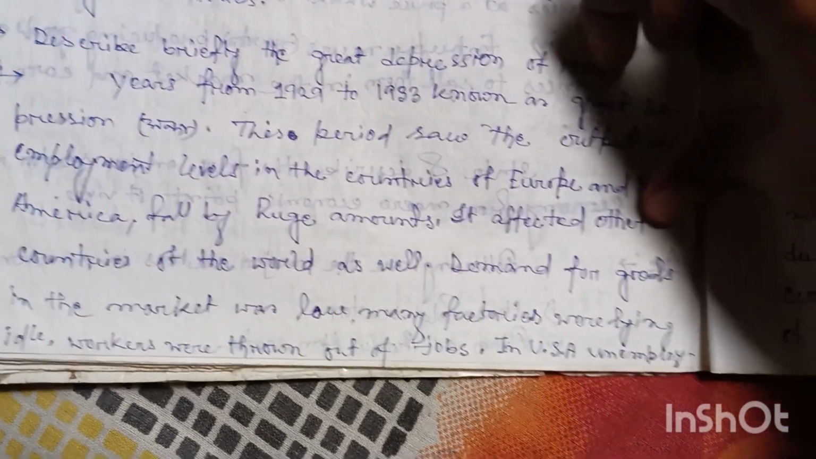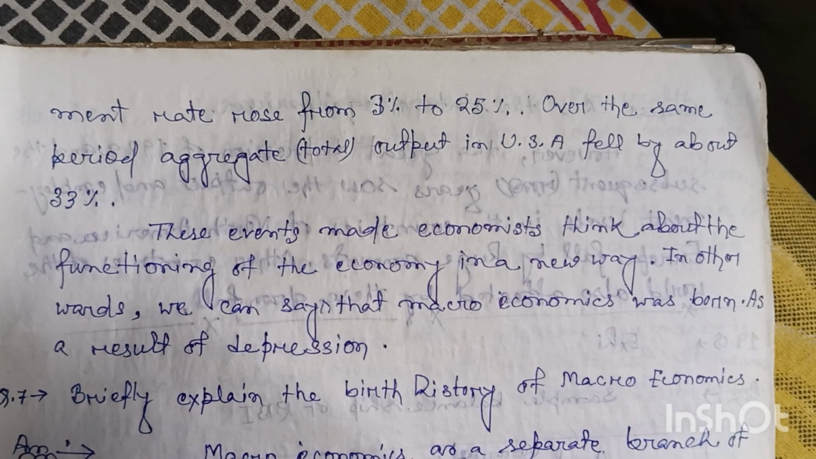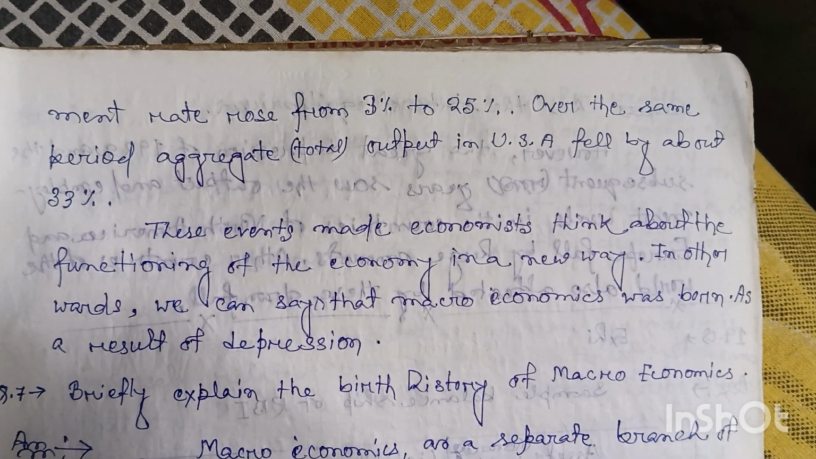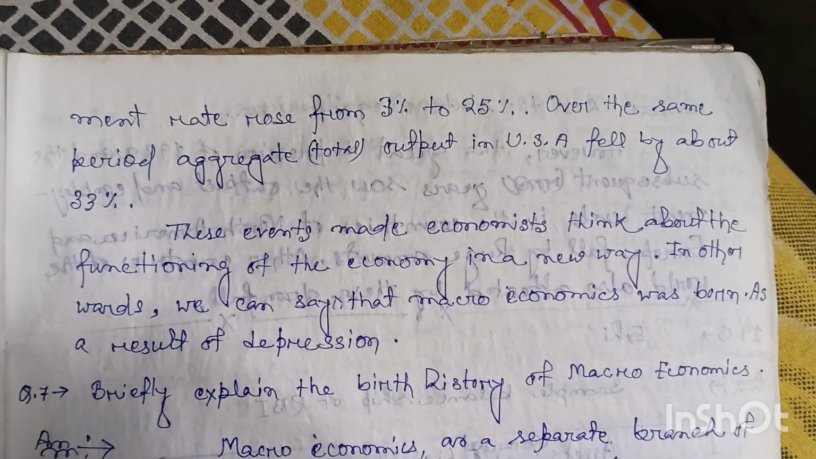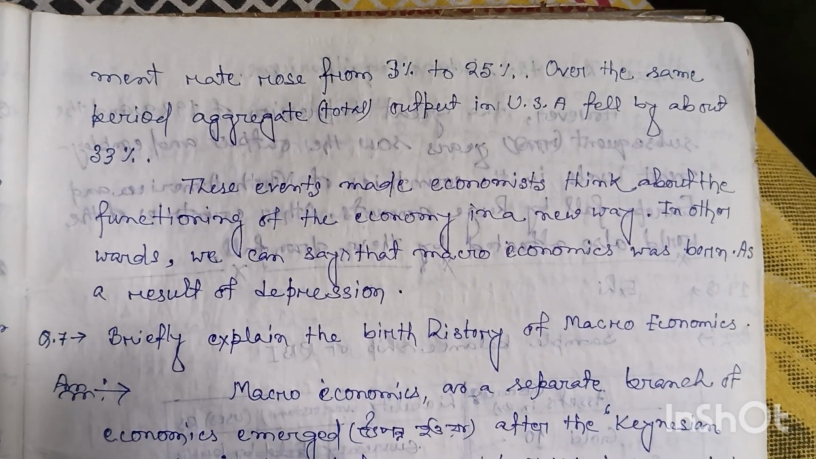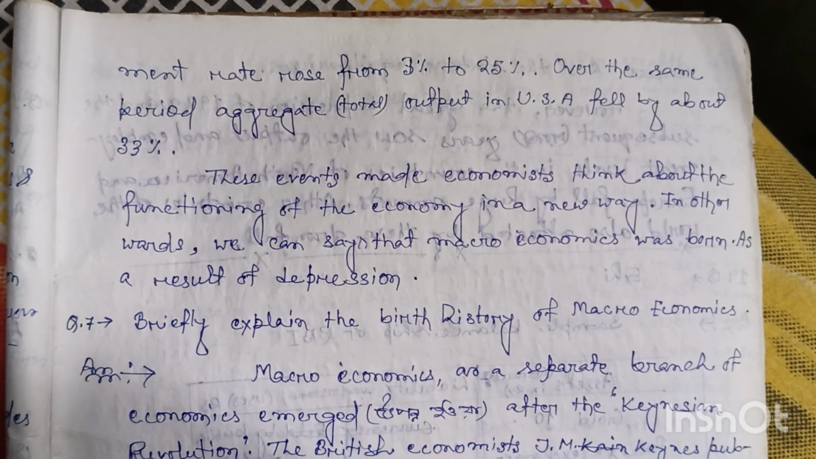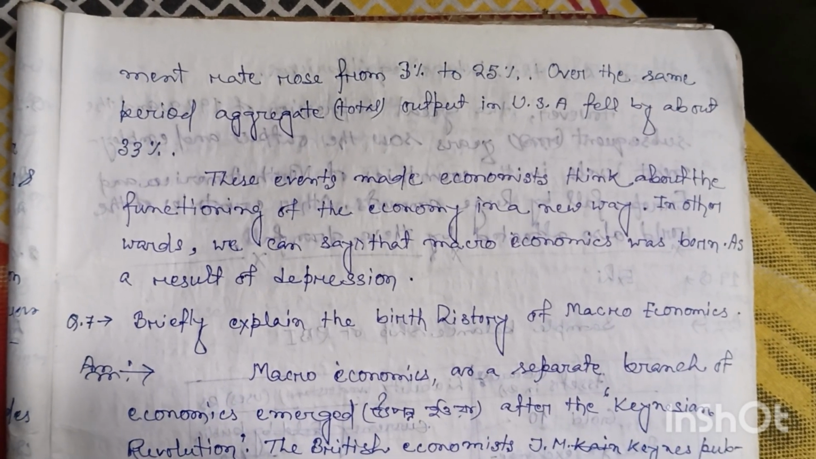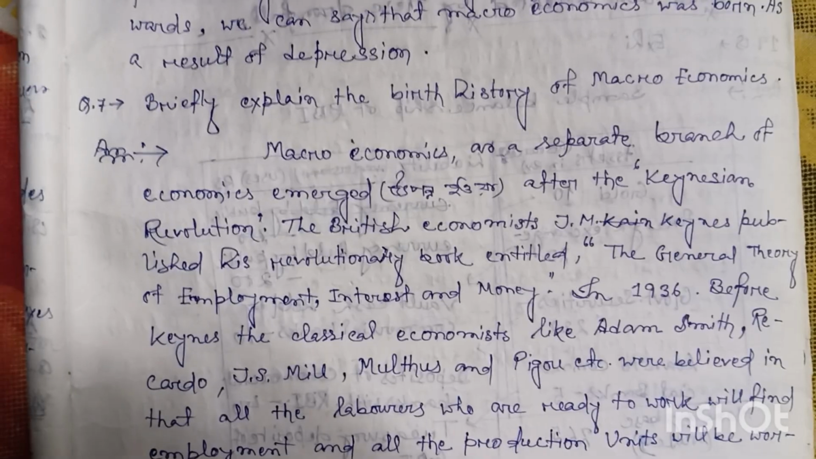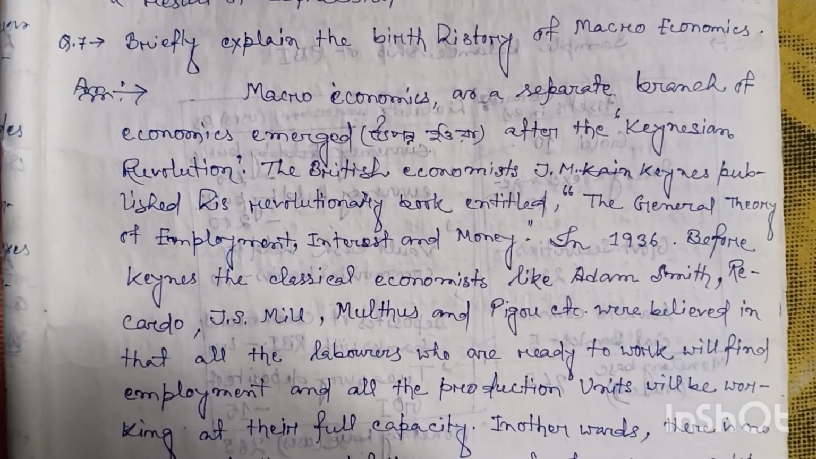In USA, the unemployment rate rose from 3% to 25%. Over the same period, aggregate output in USA fell by about 33%. These events made economists think about the functioning of the economy in a new way. In other words, we can say that macroeconomics was born as a result of depression. Question number 7. Briefly explain the birth history of macroeconomics.